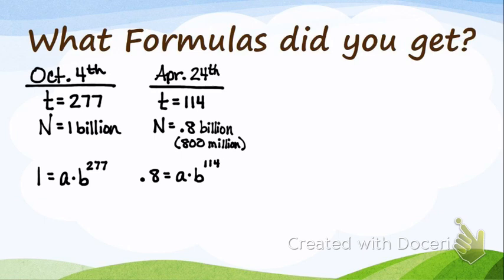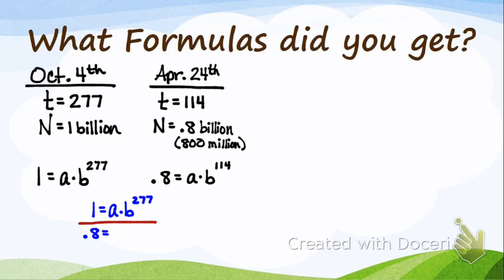Okay, so let's look at what we can do with it from here. Because if I'm going to write an equation that describes this whole thing, I need to know what A and B are. I'm going to divide these two things. I'm going to take 1 equals A times B to the 277, and divide it by this other one, 0.8 equals A times B to the 114. And why would we do that?